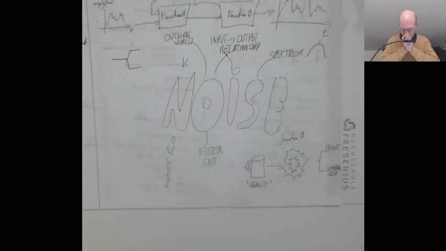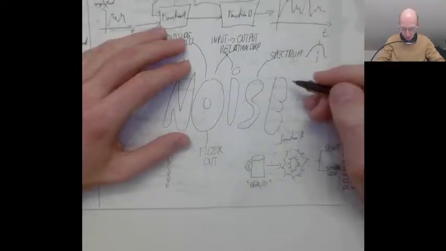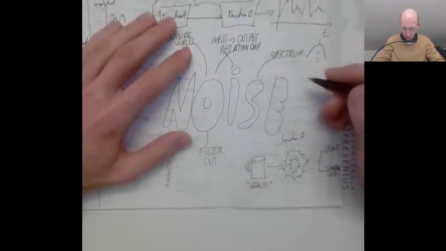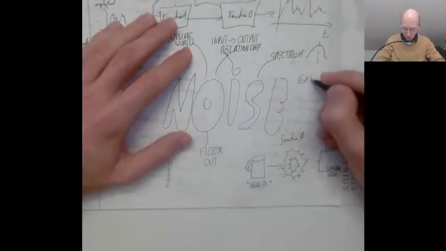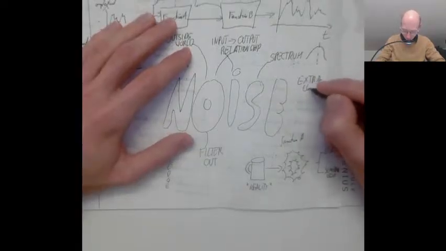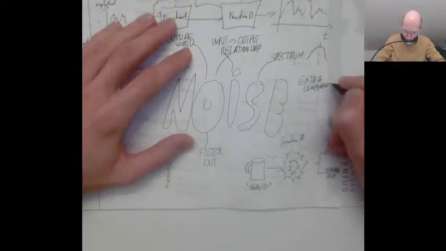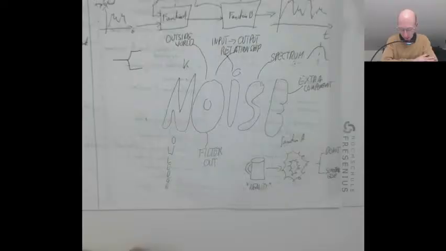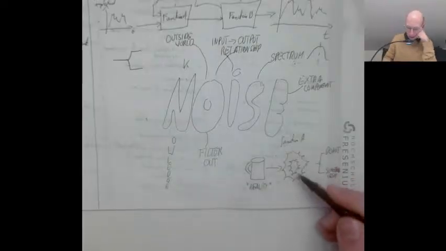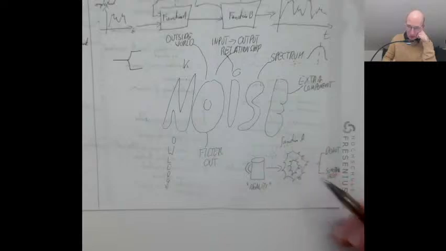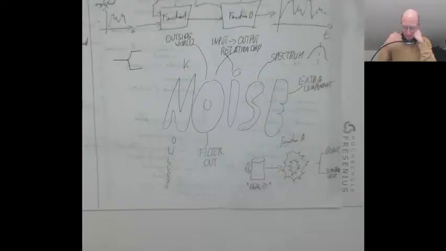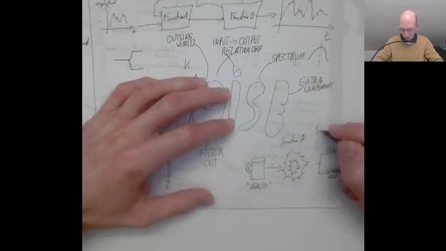The question is, so I definitely know that noise is something extra. Let's call that an extra component, E, like extra component. Because what have I really drawn here? I've drawn something round and then I added something on the outside. This here is function B.